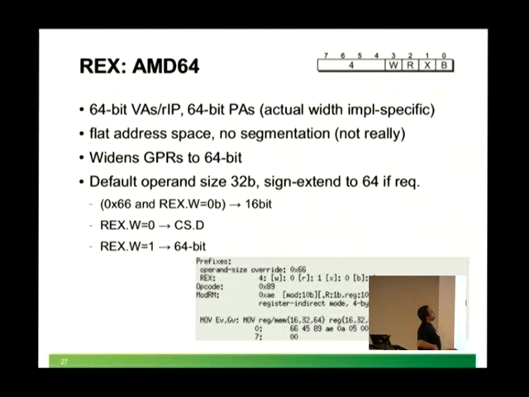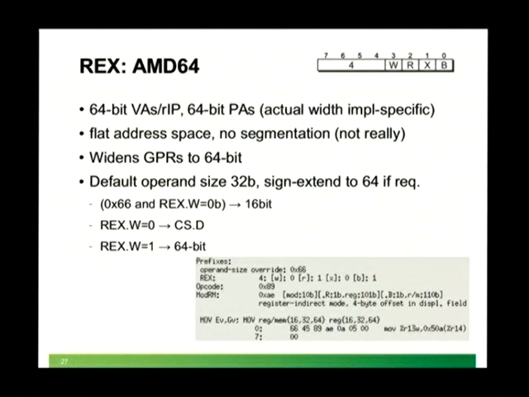REX, what did it do? So it gave the ability to have 64-bit virtual addresses and 64-bit RIP, and 64-bit physical addresses, and this is in implementations, but this is what the SGI guys were talking about. The physical address is 64-bit, but it's not really 64-bit because memory addressing costs money and so on. So Intel has it to 44 bits and so on. You get the flat address space. There's no segmentation. The general purpose registers are widened to 64-bit, and the default operand size remains 32-bit because most of the instructions are fine with just using 32-bit operands and not 64-bit.